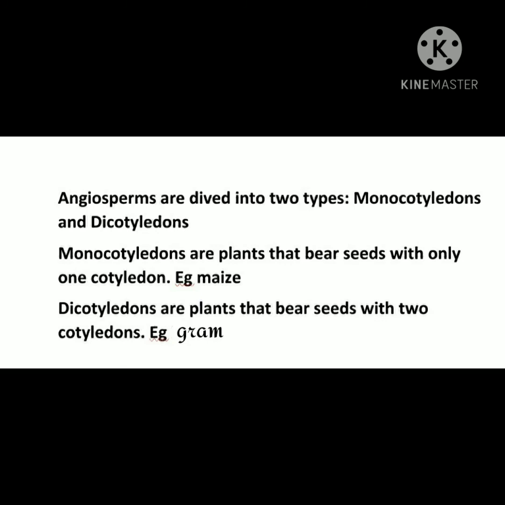Based on the number of cotyledons, angiosperms may be monocotyledonous or dicotyledonous. A monocotyledonous plant contains a seed with only one cotyledon. Example, maize. A dicotyledonous plant contains a seed with two cotyledons. Example, gram.